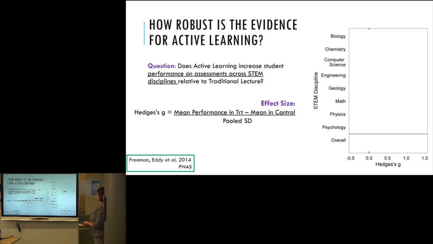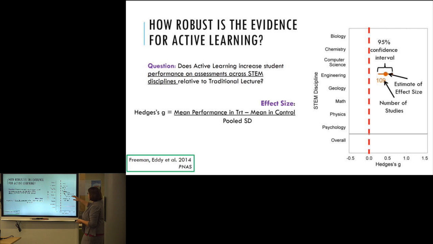But what's also important here is to focus on this. You're going to see a dot and a bar with some numbers. The dot is the estimate of the effect size. The numbers are the number of studies in that discipline, so of the 252 studies, that's how many were in, say, engineering. The bar is the 95% confidence interval around that estimate. The key thing to pay attention to is whether or not that bar crosses the zero line. If it doesn't cross the zero line, then there's a statistically significant difference between the treatment and the control, basically. If it does, there's not.